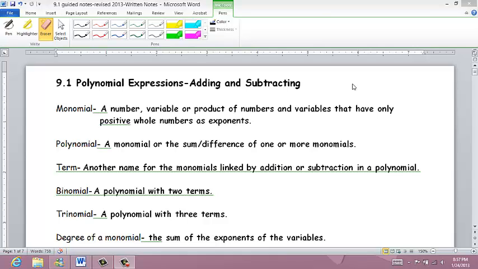Today is our introduction to polynomials. In this lesson, we will discuss important terminology that will be used throughout the chapter. Once we are done with introducing the terminology, we will then discuss how to add and subtract these polynomials.